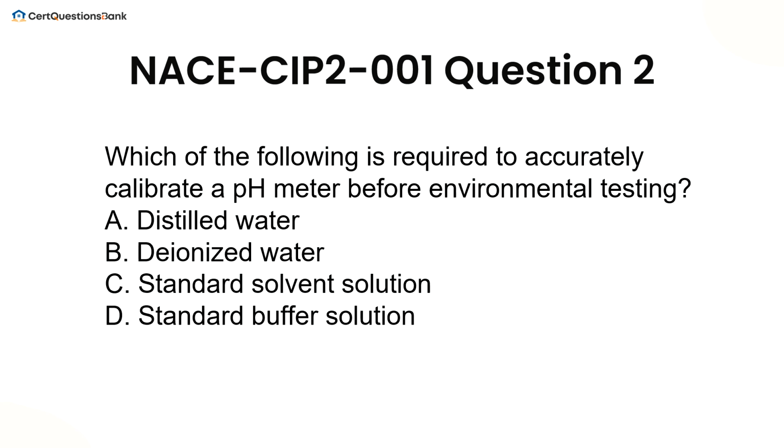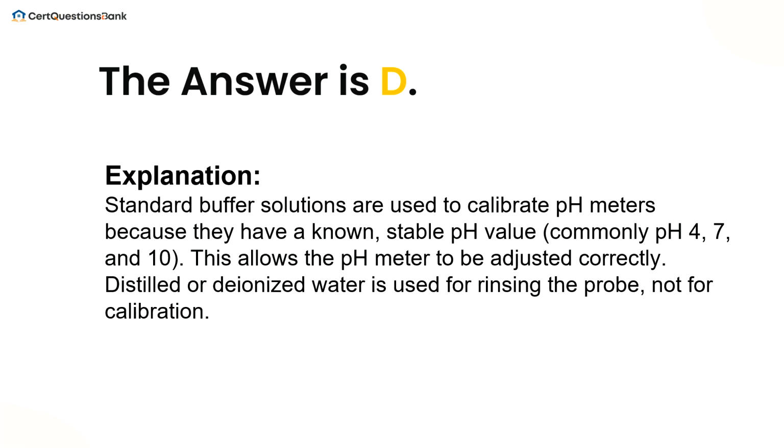Which of the following is required to accurately calibrate a pH meter before environmental testing? A. Distilled water. B. Deionized water. C. Standard solvent solution. D. Standard buffer solution. The answer is D.